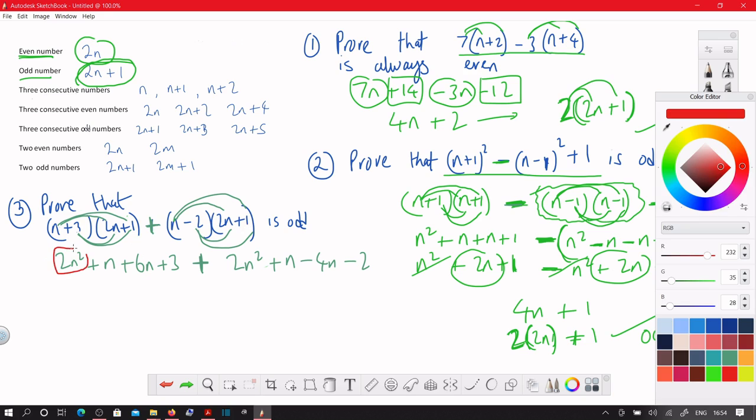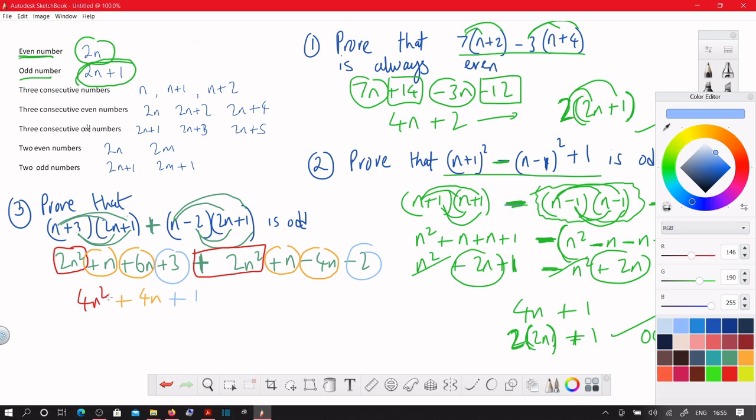Right. So 2n squared plus 2n squared, that makes 4n squared. I got 1n plus 6n plus 1n minus 4n. All right, let's see what that makes. 1n plus 6n makes 7n. 7n plus 1n is 8n. 8n take away 4n is just 4n. And I've just got the numbers left over now. 3 take away 2 is 1.